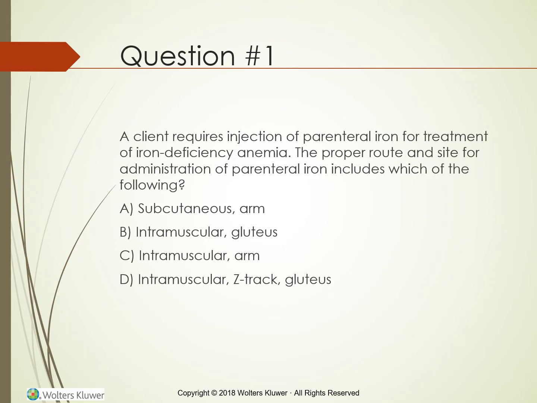Question. A client requires injection of parenteral iron for the treatment of iron-deficiency anemia. The proper route and site for administration of a parenteral iron includes which of the following? A. Subcutaneous in the arm. B. Intramuscular in the gluteus. C. Intramuscular in the arm. And D. Intramuscular Z-track gluteus.